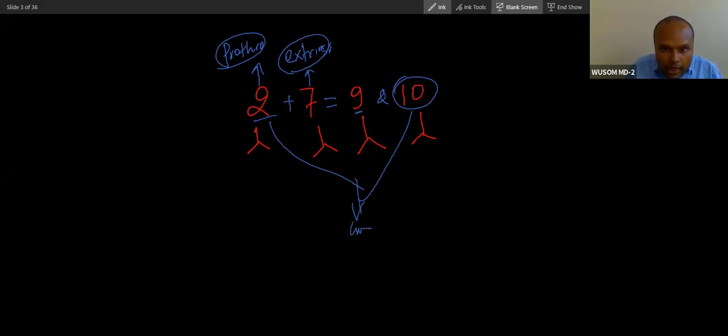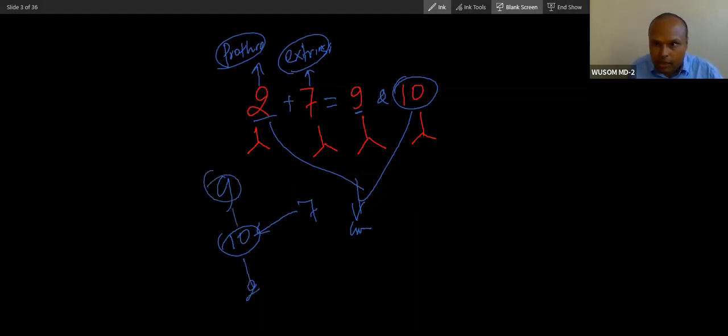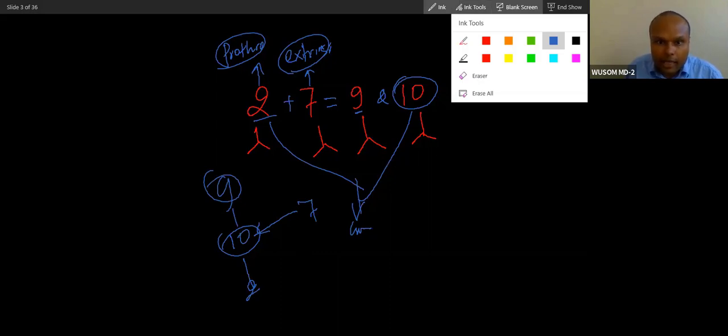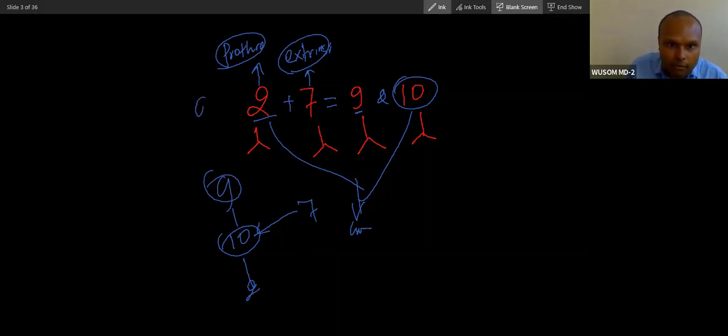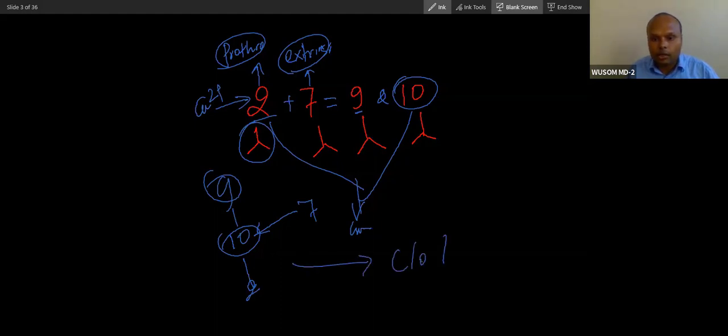Now this 9 is related to 10. 10 is at the center, and the extrinsic pathway is connected to 9 like this, and 2 is also connected to 10. So all the clotting factors are at the periphery of 10, and these clotting factors all utilize calcium. These are calcium dependent clotting factors. So that is why if gamma carboxylation is not there, these clotting factors will not be able to interact with each other, and therefore clotting will be delayed.